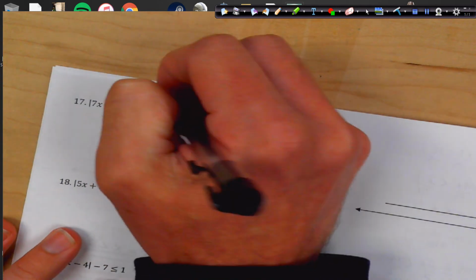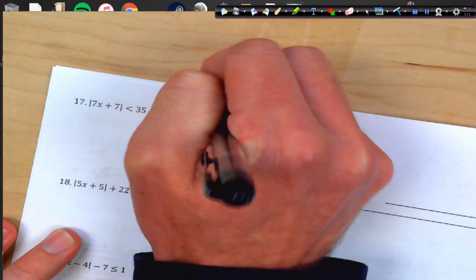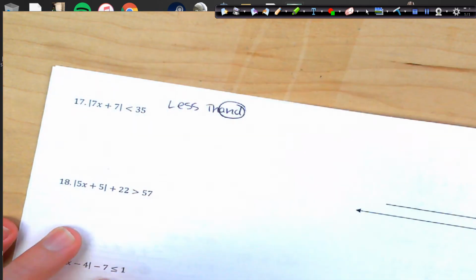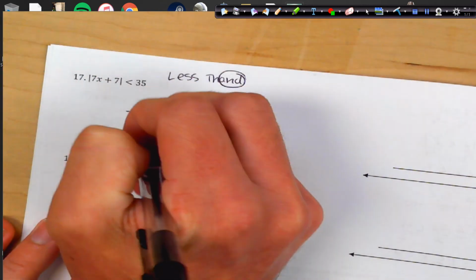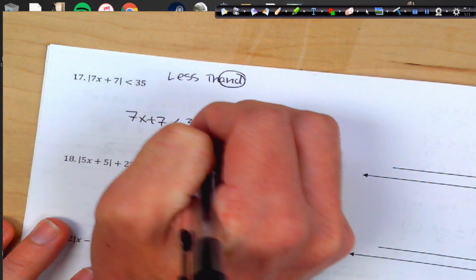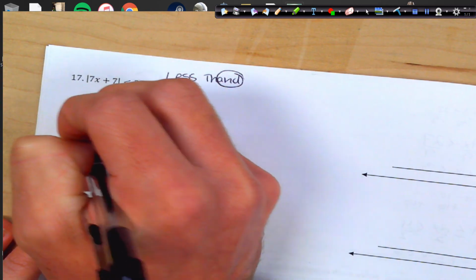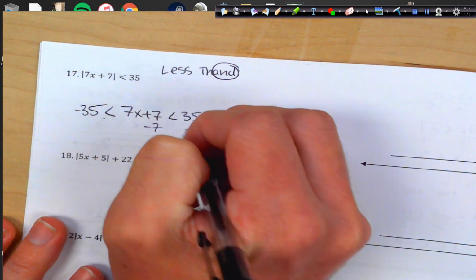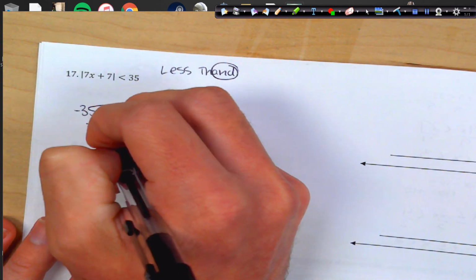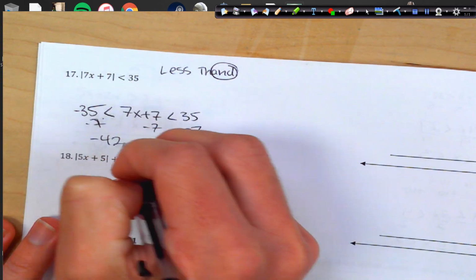Okay, here we go. This is a less than. So we know it's going to become an and problem. So all I have to do is just leave this and throw on 1 on this side with a negative 35. Subtract 7 from both sides. Over here we get negative 42.